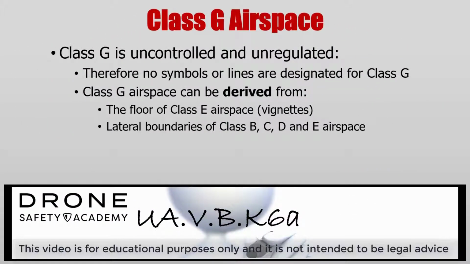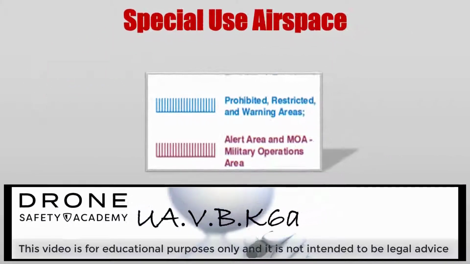Class G is uncontrolled and unregulated. Therefore, no symbols or lines are designated for Class G. Class G airspace can be derived from the floor of Class G airspace, the vignettes, and the lateral boundaries of Class B, C, D, and E airspace. In a previous section, we detailed the special use airspace, which included prohibited, restricted, and warning areas. These are depicted by cone borders. They also include alert areas and military operation areas.